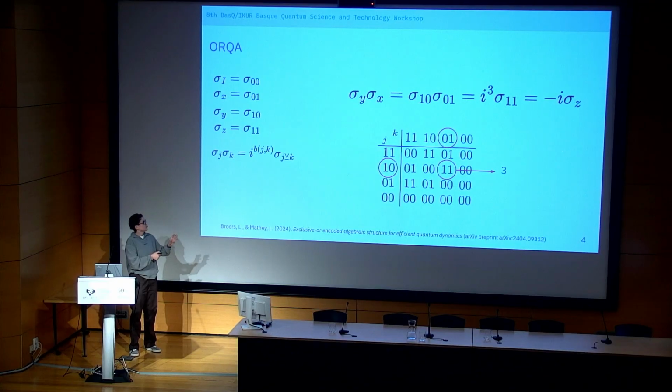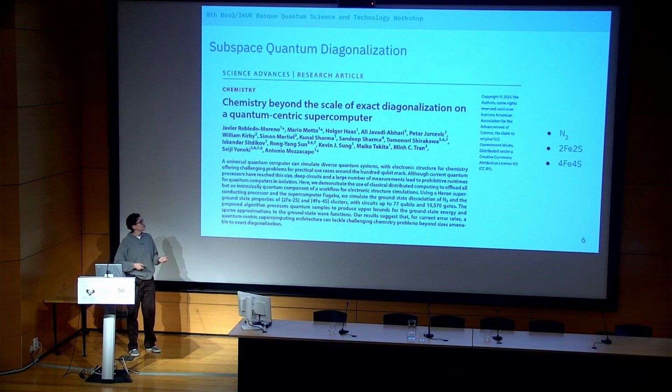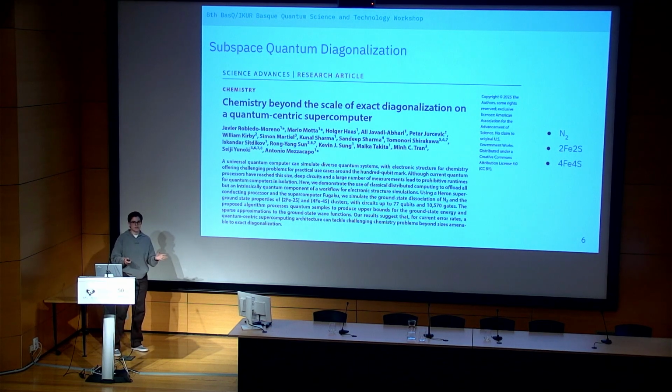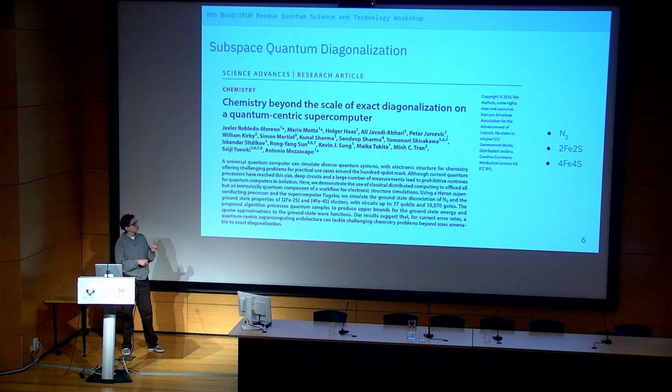And I have done this only with 2 Pauli matrices, but we can do this with long Pauli strings. So, using this simulator, I was simulating quantum circuits and then doing quantum subspace diagonalization. For testing the results, I was using the result from this paper that is one of the largest demonstrations of this algorithm. And in this paper, they simulate 3 different systems, the N2 dissociation, 2Fe2S2, and 4Fe4S4.